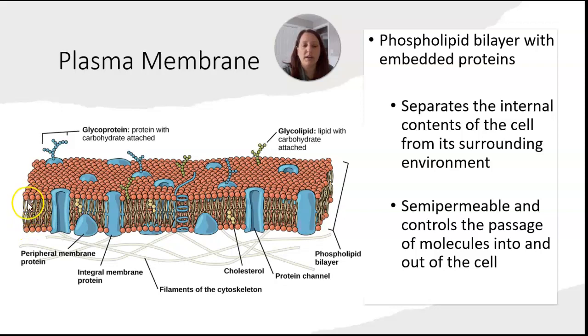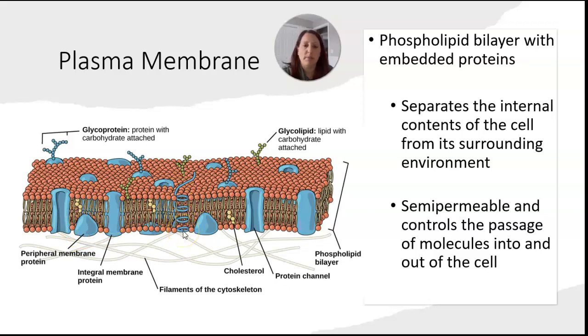But make sure you know that the phospholipids orient themselves in a very particular manner to form a bilayer. What else is in here? So these blue structures, this is a channel protein. Here's another protein right here. Another one. Here's a coiled protein.